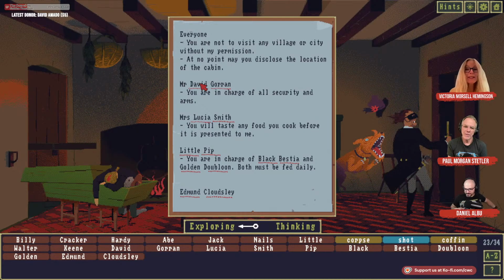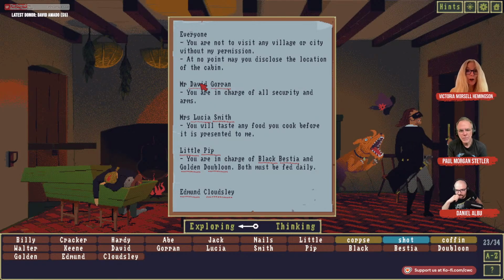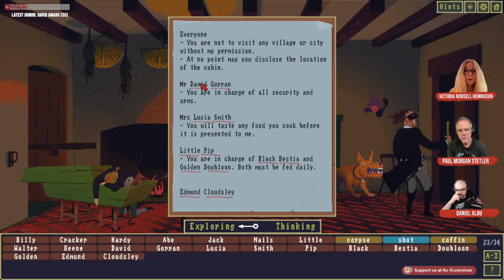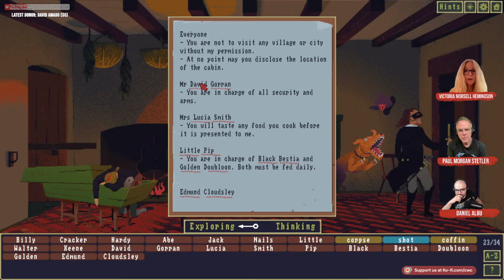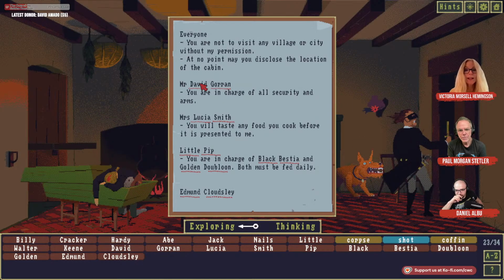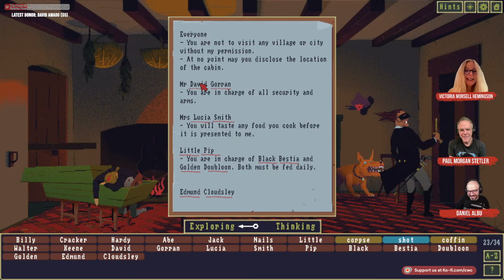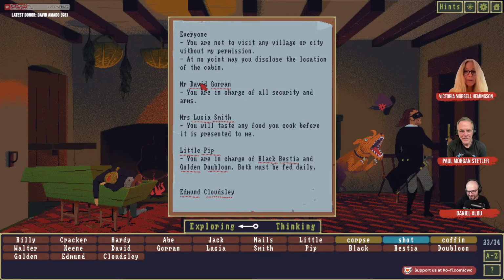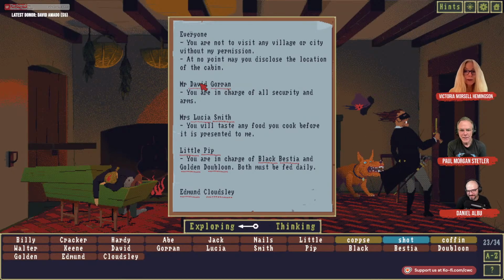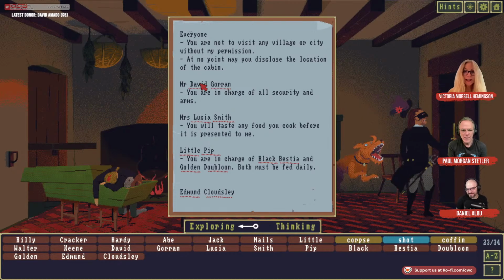Everyone, you are not to visit any village or city without my permission. At no point may you disclose the location of the cabin. Mr. David Gorin, you are in charge of all security and arms. Mrs. Lucia Smith, you will taste any food you cook before it is presented to me. Little Pip, you are in charge of Black Bestia and Golden Doubloon. Both must be fed daily.